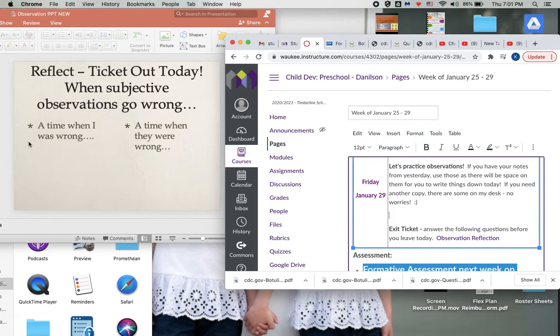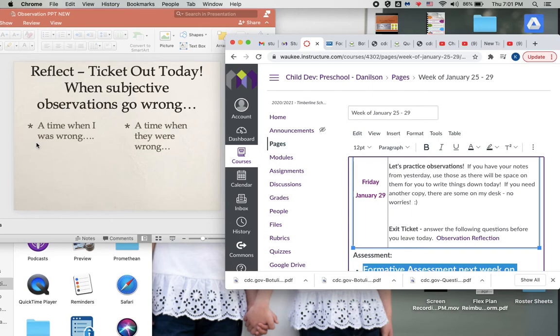Okay? And then the other question is, tell me a time when you made a subjective observation and you were wrong. Because remember, we're human. Our brains sometimes tend to jump to subjective. So guess what? We've all been guilty of doing it. Okay, so think of a time when you were wrong and it was like, ooh, yeah, that wasn't right. Tell me about that situation. Tell me that little aha moment that you realized, whoops, didn't have that one right. Okay, and is there anything that you learned from it? Okay, so that's what I want you to work on between now and when the bell rings.